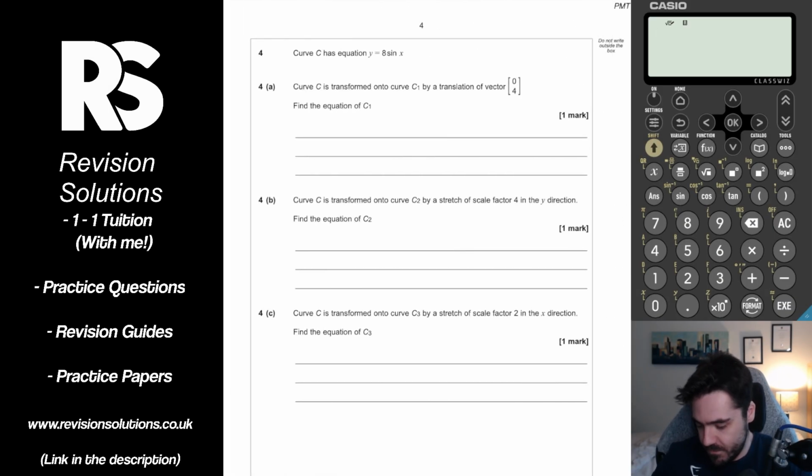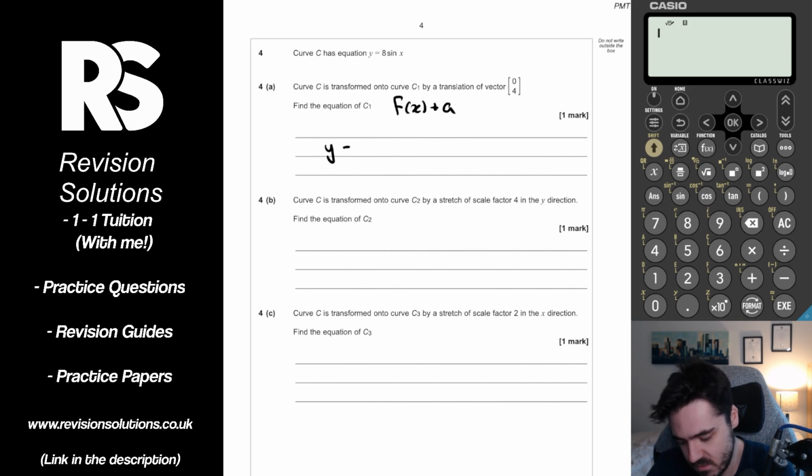Moving on to question 4, it says the curve C has equation y equals 8 sine x. And it says curve C is transformed onto curve C1 by a translation of vector 0, 4. So shifting it up by 4. So we need to remember our graph transformations. A translation vertically corresponds to f of x plus a. So for us, that's going to be just y equals 8 sine x plus 4.